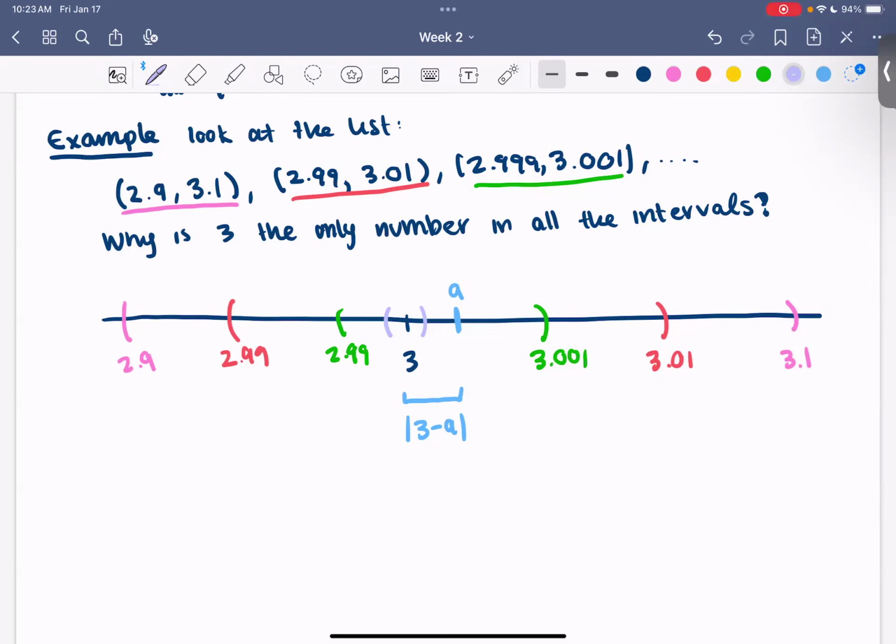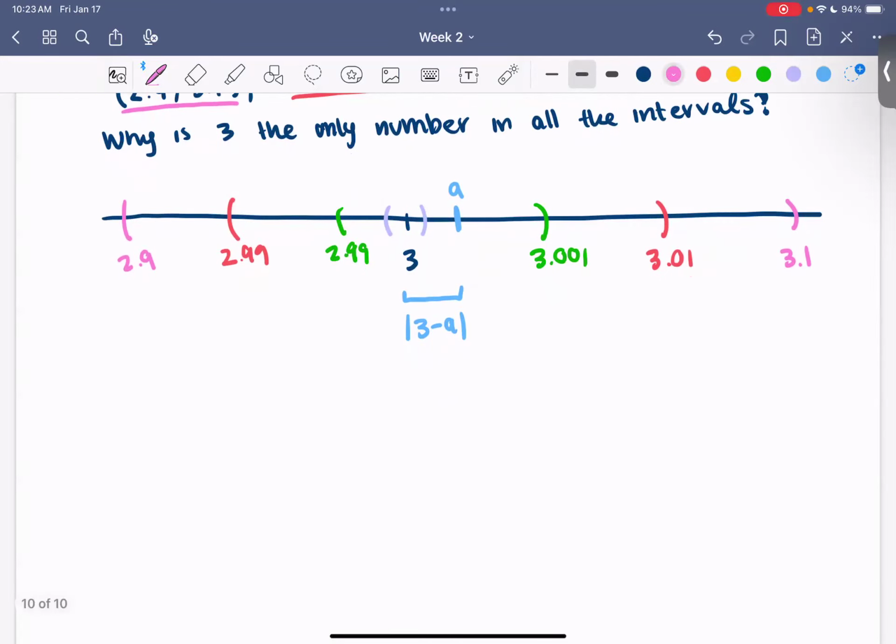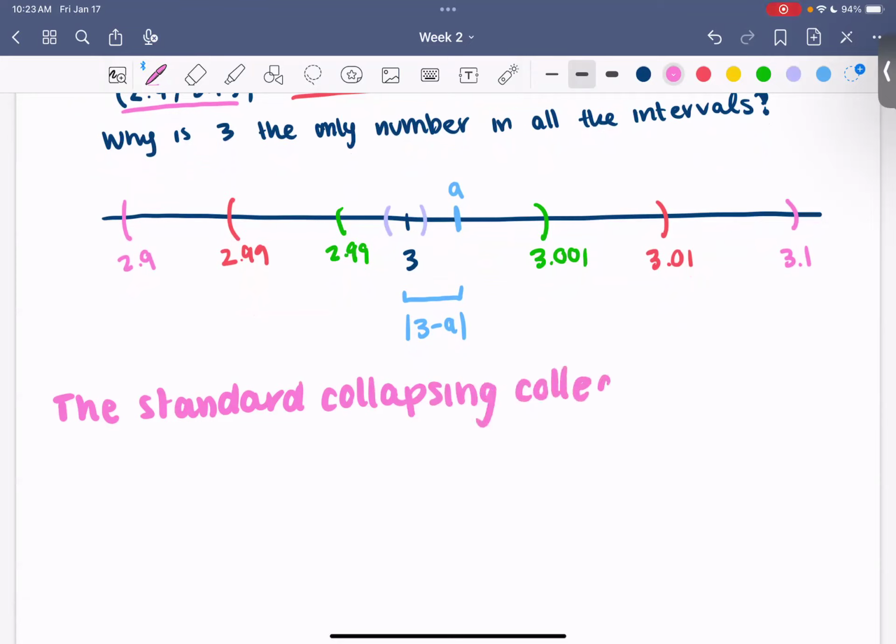Okay, so there are two standard collapsing collections. Let's talk about those. These are the standard collapsing collections. And the first one is using decimals.